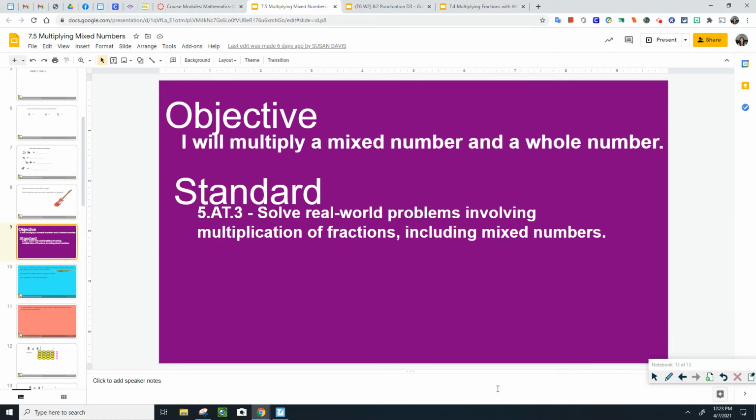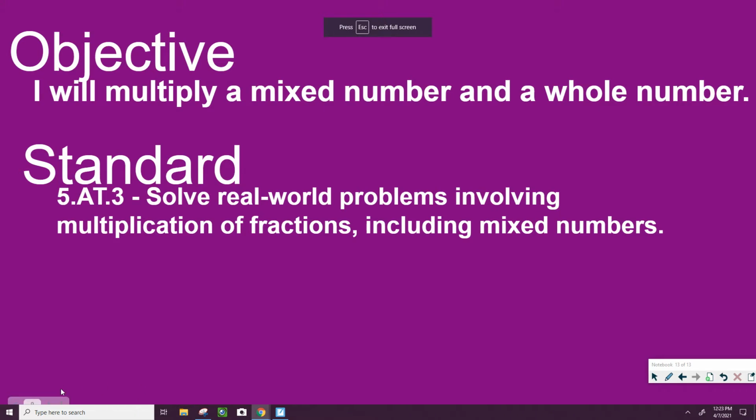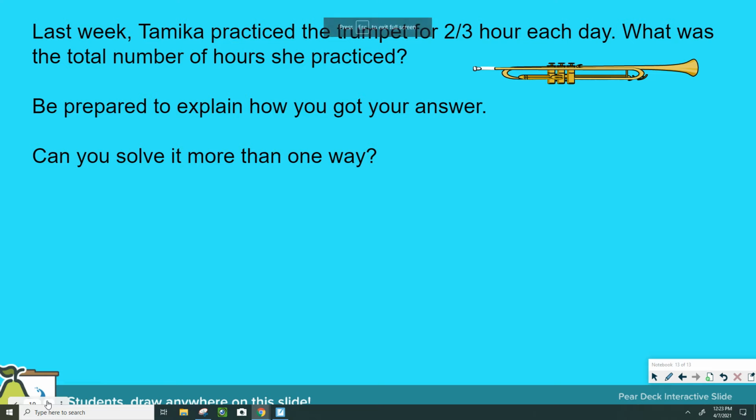All right, so for today's lesson, 7.5, we are going to be looking at multiplying mixed numbers and whole numbers together, okay? We know a mixed number has a whole number and a fraction. So this problem right here says, last week, Tamika practiced the trumpet for 2/3 of an hour every day, okay? And we know that there are 7 days in a week. So we're doing 2/3 times 7.